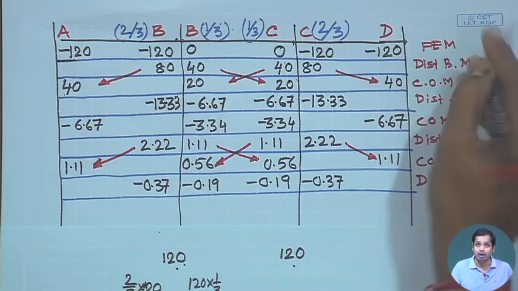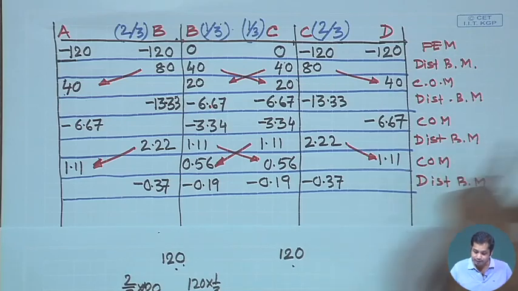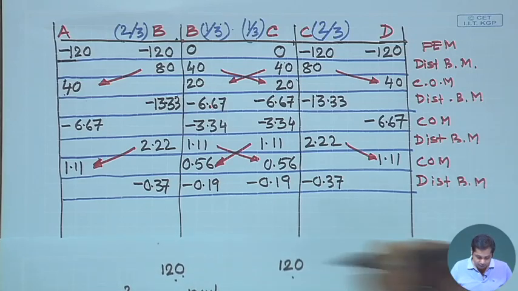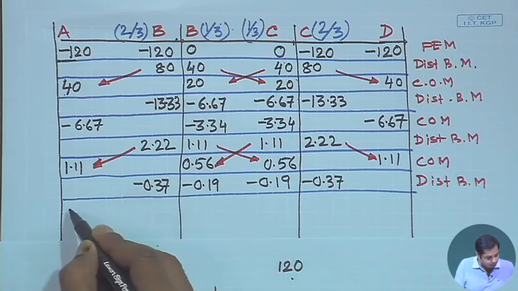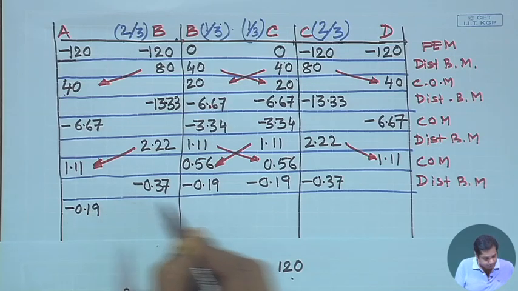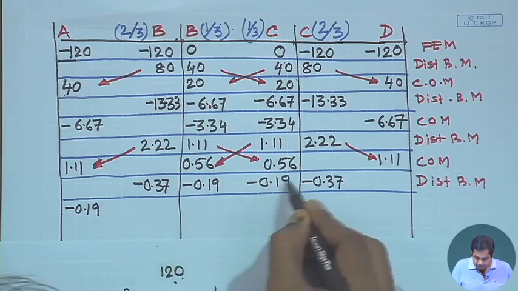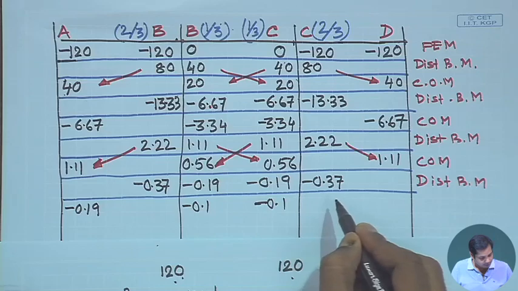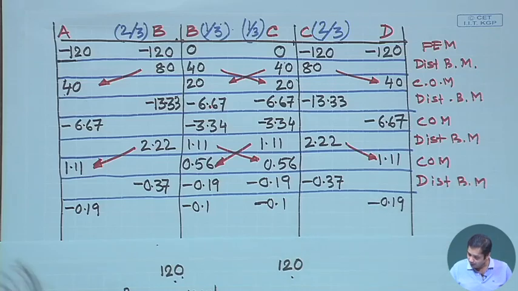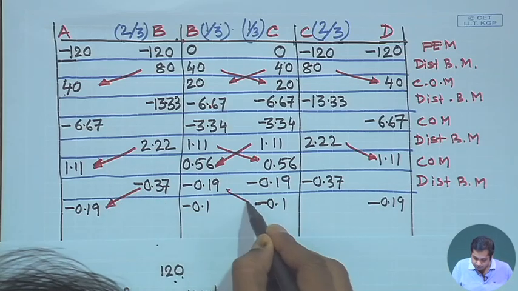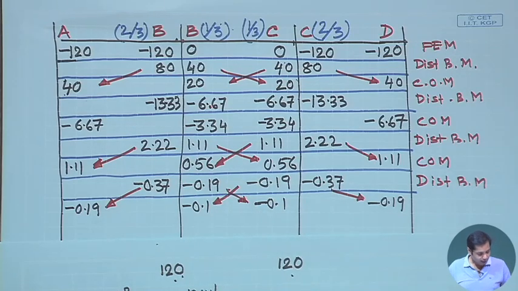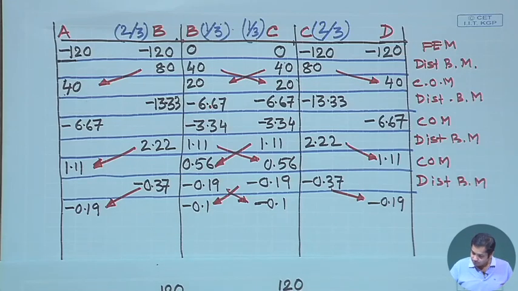You always put a remarks column at the end where you can write the steps you have performed for the corresponding line. Now, again there will be a balance, there will be a carryover moment of minus 0.19, and then from there it is minus 0.1, minus 0.1, and then it is minus 0.19. We are approaching convergence. The values are becoming smaller and smaller, and then let us see the last step.